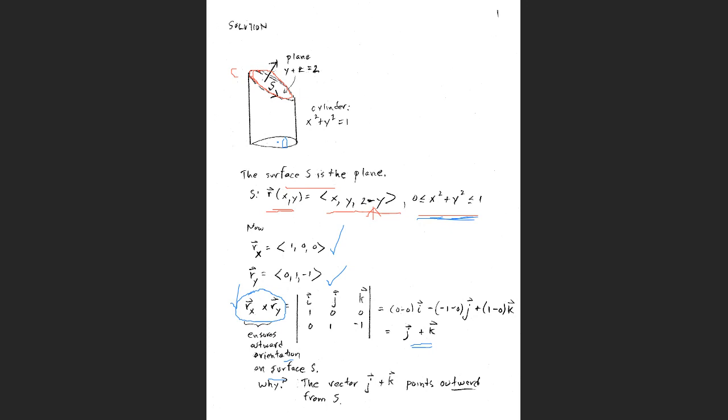Okay, and the vector j plus k, which is this vector here. I'll highlight it in maybe green. This vector here points outward from that surface S. So that is the correct orientation. All right, and so now that we have that, we can move forward.